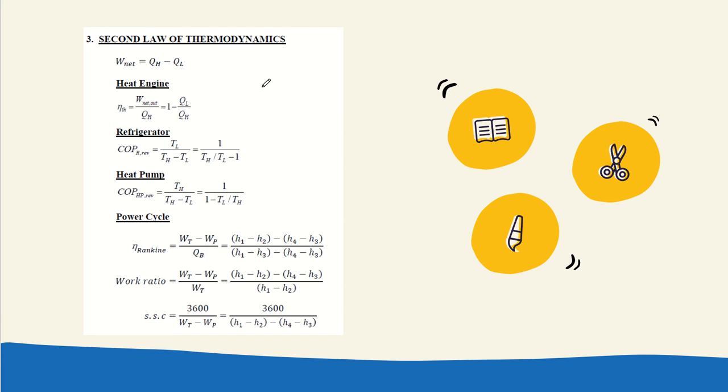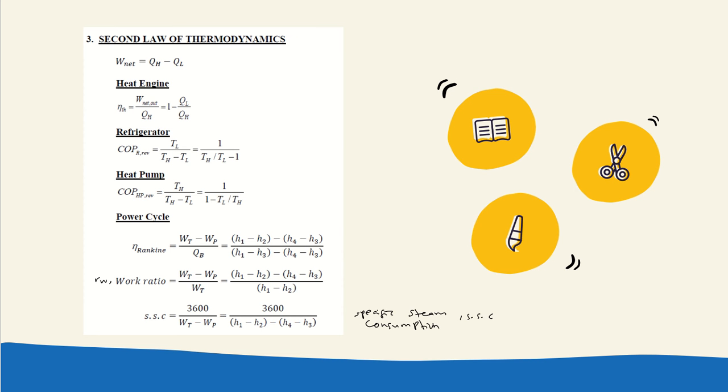Okay, next. Here is the formula that you can find on your formula sheet for chapter 4. So for the power cycle, here are the formulas. The first one is efficiency for Rankine. This one is work ratio, RW. This one is SSC. SSC means specific steam consumption. So in this chapter, for the Rankine and Carnot, we will calculate or find the value of efficiency, work ratio, and specific steam consumption.